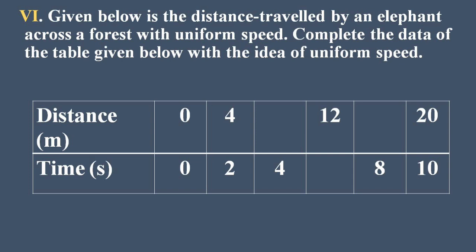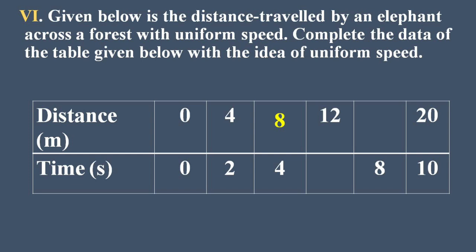So let's see here first. Distance they gave in meter. It starts with 0, then 4. How much does it increase? 0 to 4, it increases by 4. So the next one should also increase by 4 only, because this is a uniform motion. It moves a very constant distance only. So if 0 to 4 it moves 4, next should come 4 to 8, increasing by 4 only.